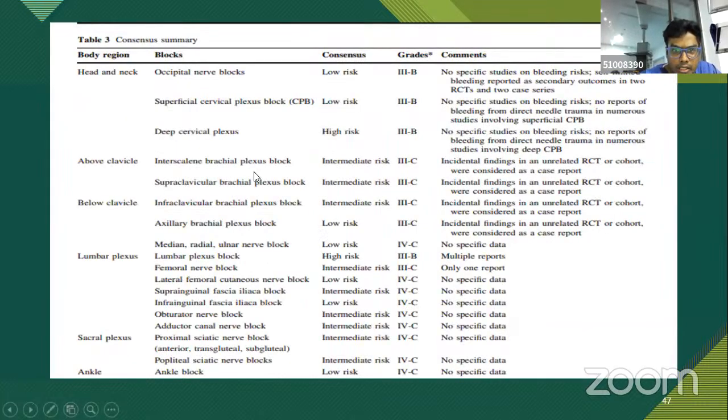Now, if you see in the upper limb, all the interscalene to infraclavicular region, it is intermediate risk. Axillary, surprisingly, is low risk, even though there are a lot of vessels around the nerves, because you can easily compress the axillary region, so perhaps it is a low risk. Then, of course, lumbar plexus in the lower limb is very high risk, and femoral nerve is intermediate risk. And the low risks are infrainguinal fascia iliaca block, lateral femoral cutaneous nerve block and the ankle block. The rest are all intermediate risk.